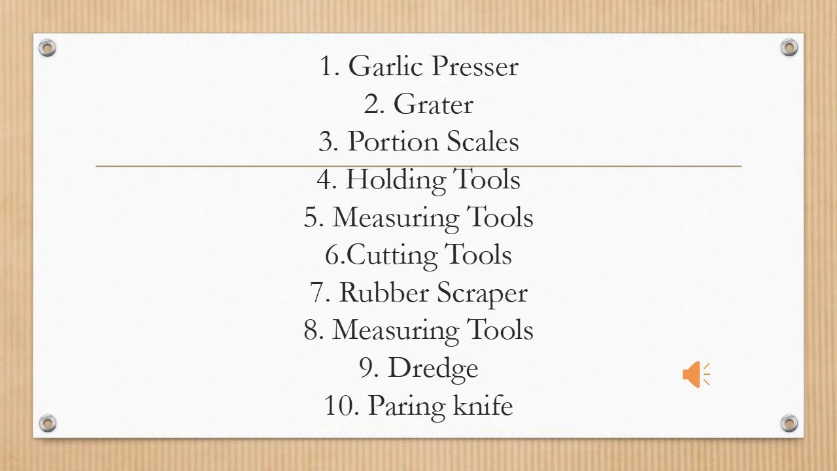Number 8. These are tools used to get the accurate measurement as required in the recipe. Measuring tools. Number 9. It is used to shake flour, salt, and pepper on meat, poultry, and fish. Dredge. And number 10, it is used to peel off fruits and vegetables. Paring knife. Congratulations!